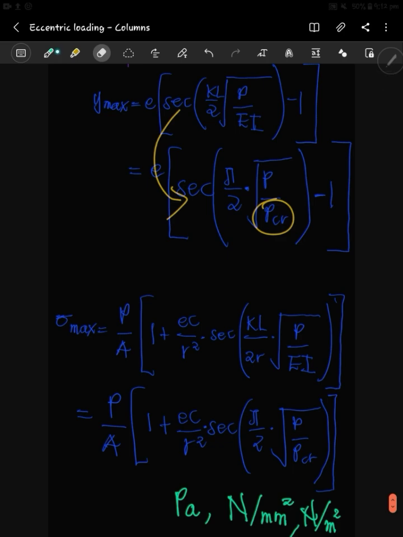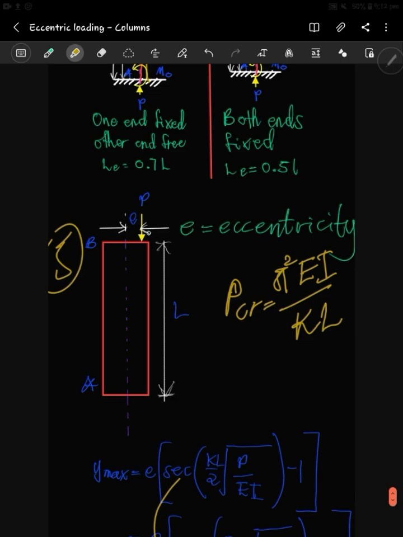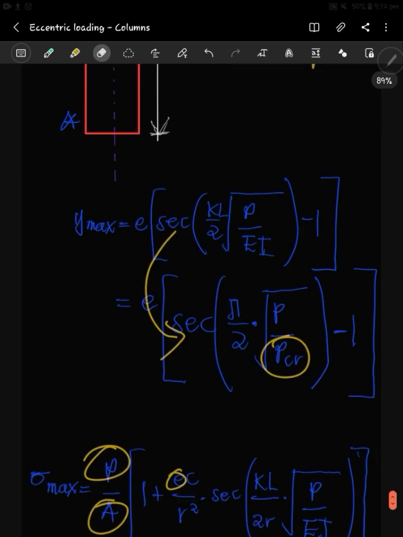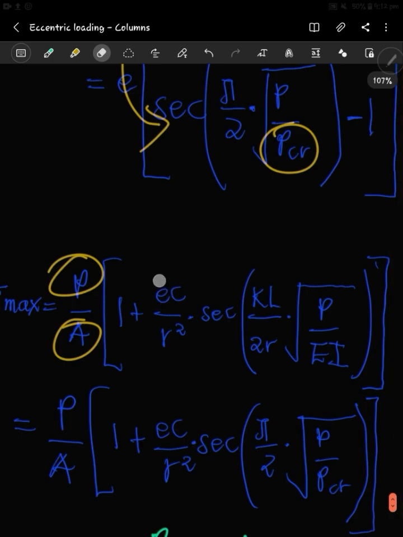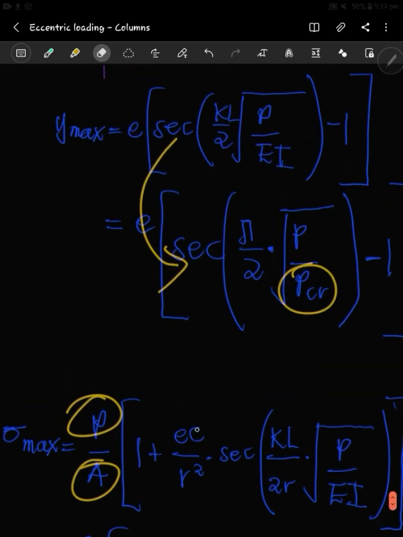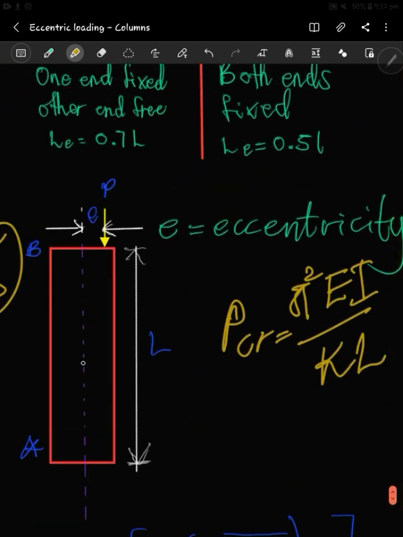Okay, so let's go over the terms and constants. P is the load applied, A is the cross-sectional area. E here is the distance between the line of the load and the central axis of the beam, which we call the eccentricity. And C is the distance from the central axis to the outermost fiber, from here to here.